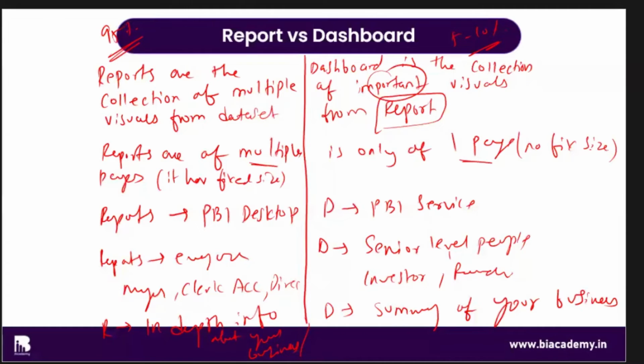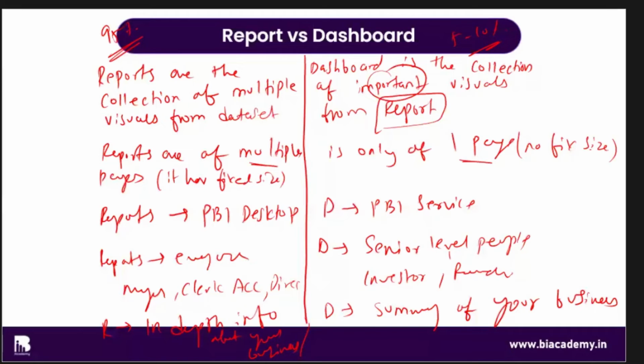So every time we'll be creating a report, but a dashboard will be created only once or twice. That's it. In my 6 years of career, I have created a dashboard only 2 times. I have created more than 50 projects till now, but in these 50 projects, only twice I have created a dashboard. All the remaining 48 projects were only reports, right? Because people are not aware of these 2 terms, report and dashboard. They think report and dashboard are the same, but only a person who is well versed with Power BI, or who is a very good Power BI developer, knows the difference between report and dashboard.